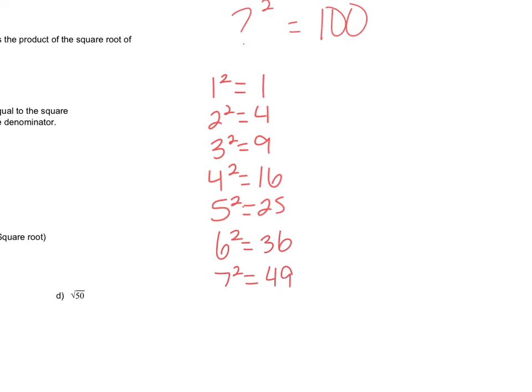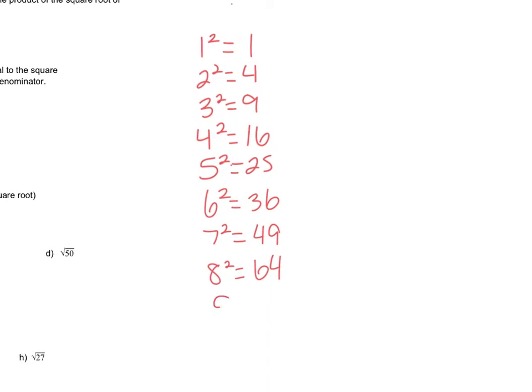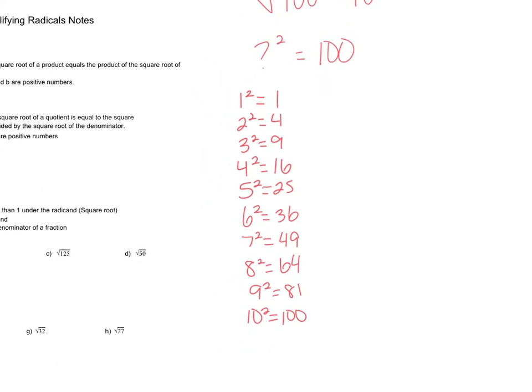7 squared is 49. 8 squared is 64. Two more. 9 squared is 81. And 10 squared is 100. Okay, so those are all the list of perfect squares between 1 and 10. This is something that we are going to be referencing and using over and over again.